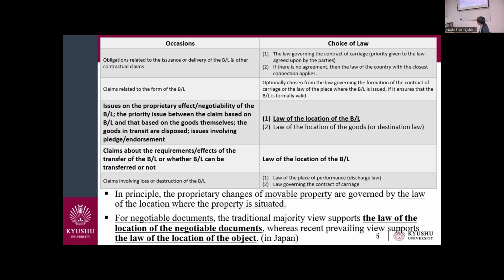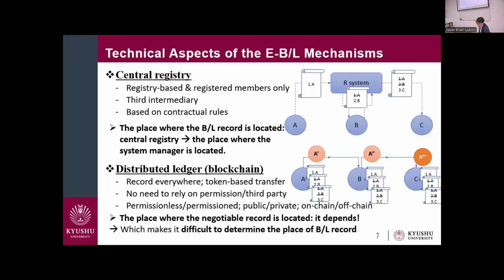But what's related to the development of electronic bills of lading and blockchain bills of lading is this: when the applicable law will be the law of the location of the bill of lading, and if the place where the instrument is located is important, like in the previous slide, how is the place determined in the case of an electronic bill of lading system? To figure that out, we first need to see how each system works.